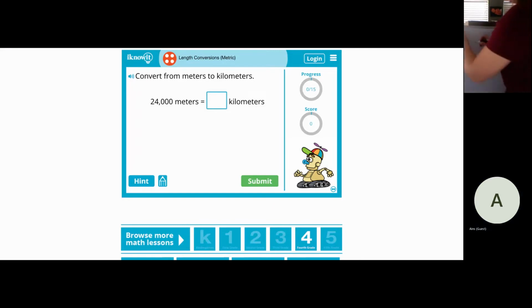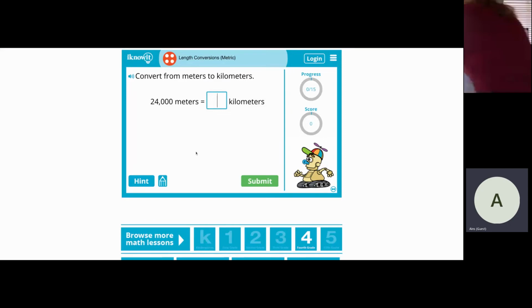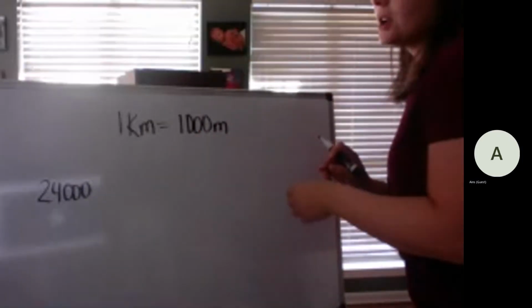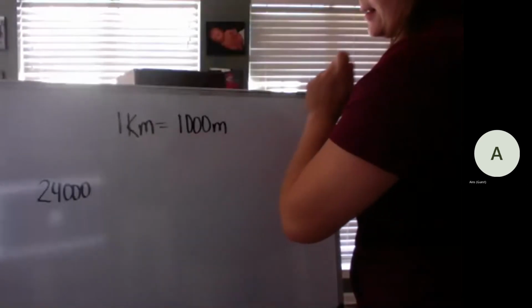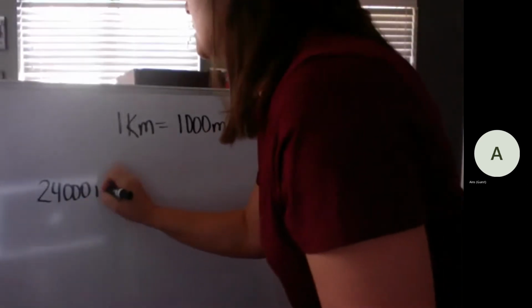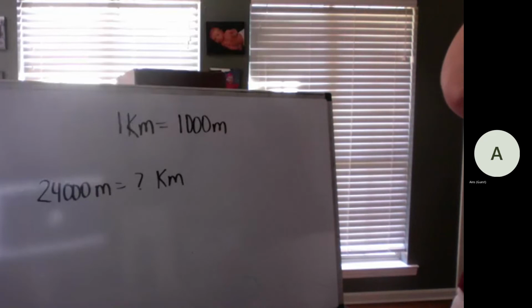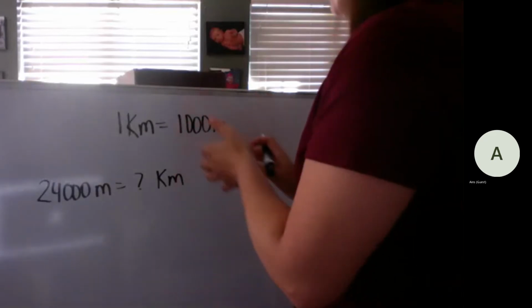Yeah, so you know that in 1 kilometer, there are 1,000 meters, right? Mm-hmm. Okay, so 24,000, I'm writing the problem down because I've got my little whiteboard here. Let's switch back. Okay, so we know that 1 kilometer is 1,000 meters, and we want to know 24,000 meters is how many kilometers. So we could just move our decimal place. I'm going to show you mathematically how we can do that.